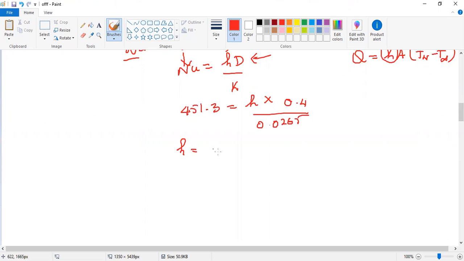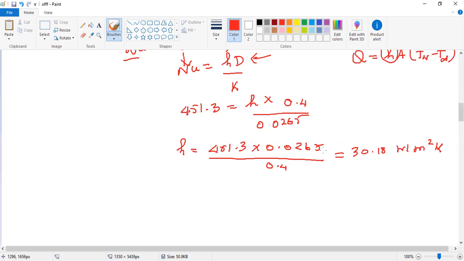H is equal to 451.3 into 0.0265 divided by 0.4. Okay, so we get the heat transfer coefficient as 30.18 watt per meter square Kelvin. So just by solving the values, we get the heat transfer coefficient. Okay, so this H value is put in the heat transfer loss.